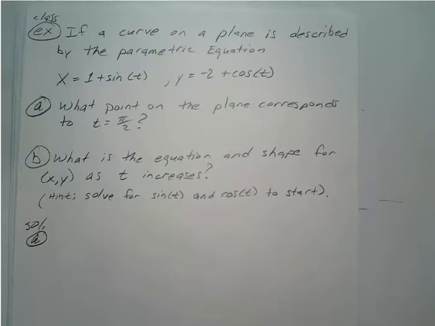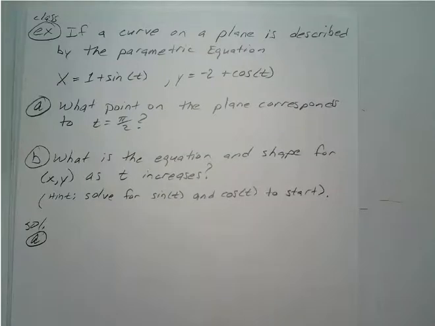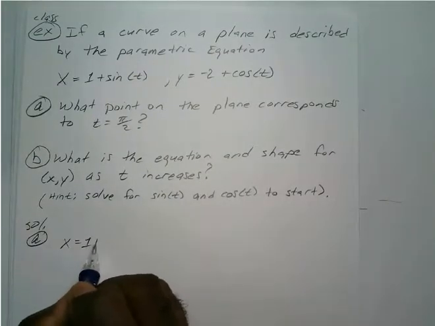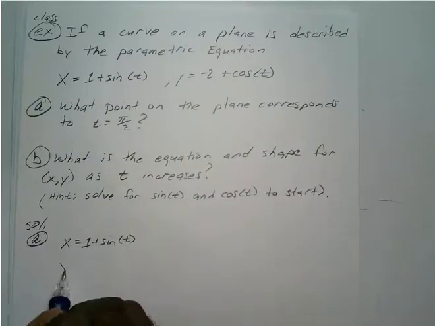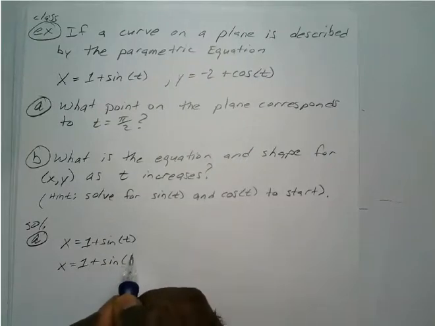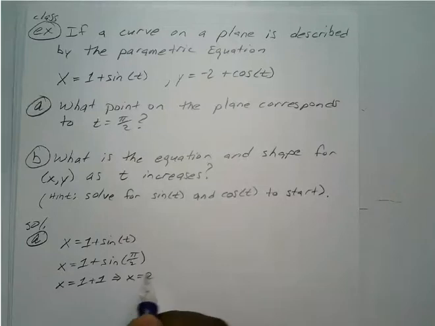Okay, now for A, if you actually just plugged in pi over 2, you did the right thing. So x equals 1 plus sine of t means that x equals 1 plus sine of pi over 2. Since sine of pi over 2 is 1, that gives you x equals 1 plus 1, or just x equals 2.